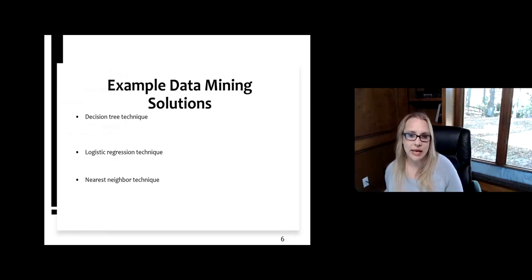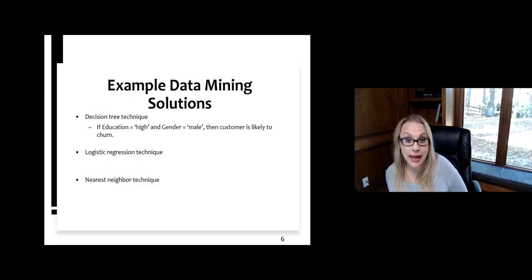Some examples of data mining techniques that we might see include a decision tree technique. An example of that would be if education is high and gender is male, then the customer is likely to churn. So it follows an if-then statement format. So if, once again, the education for the person is high and the gender for the person is male, then we're going to predict that yes, the customer is going to churn.